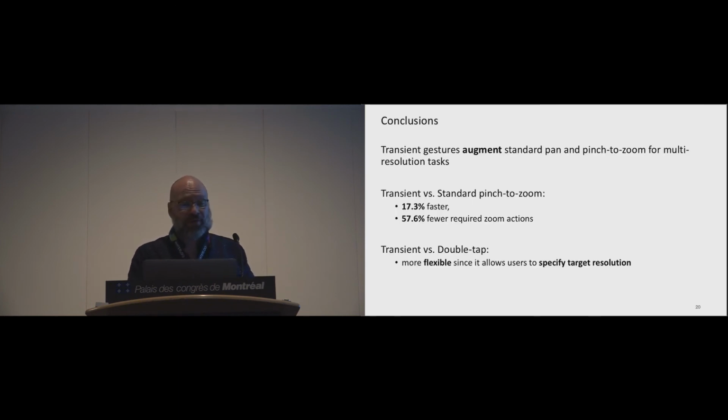So to wrap up, we've introduced transient gestures, which augment standard pan and pinch to zoom for multi-resolution tasks. I think we've demonstrated better performance for transient versus standard pan and pinch to zoom, and we believe our technique is more flexible than double tap or contextual zoom.